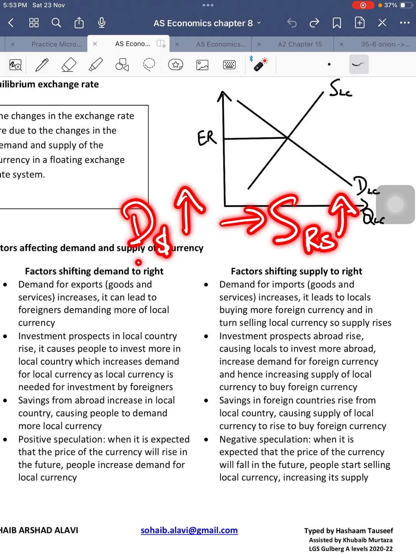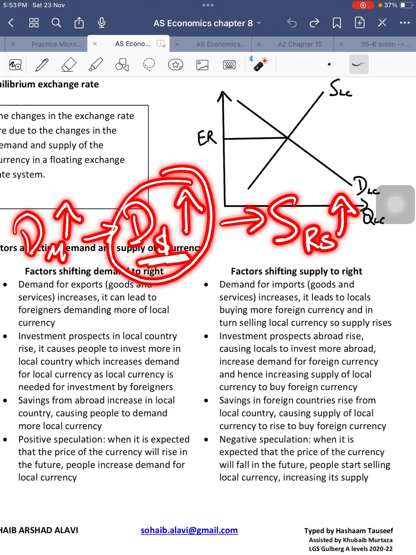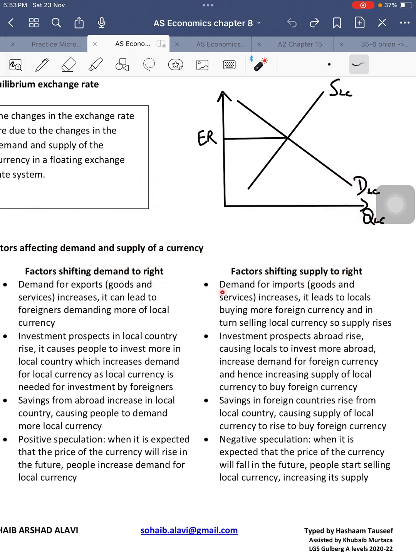And obviously we want to buy dollars because we want to import goods from the US. The demand for our imports has increased. We want to buy goods from the US. So what would we do? We would want to buy dollars, and for that we need to sell our rupees. That means the supply of rupees increases. So when the demand for imports increases, that leads to an increase in the supply of the local currency because we want to buy the foreign currency.